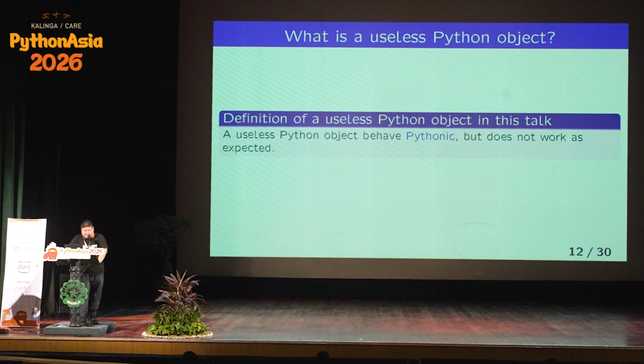To make such an object, we need to understand what Python really means. What is the correct interface? What method do you need? That's what we will explore in the rest of this talk.